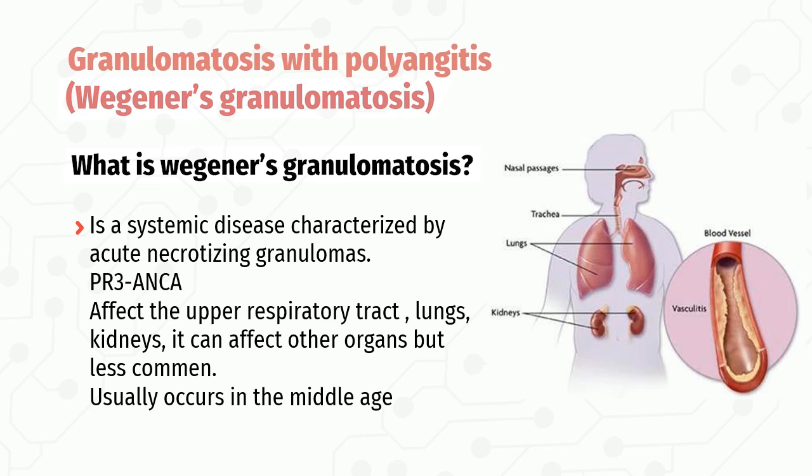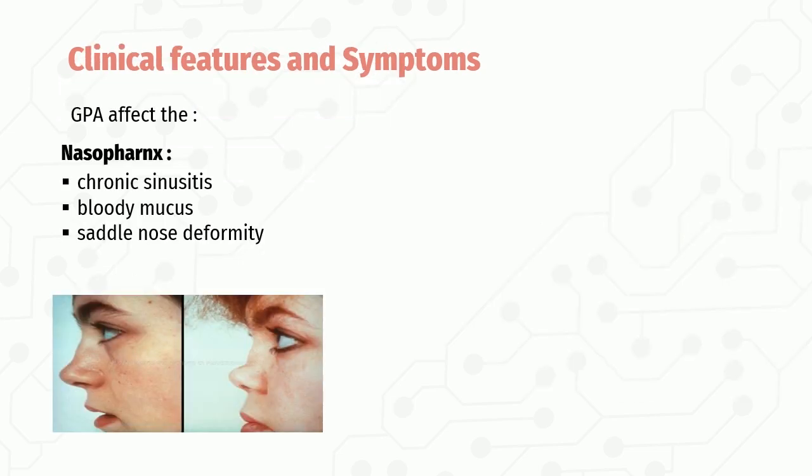Wegener's granulomatosis is a systemic disease characterized by acute necrotizing granuloma. It is associated with the proteinase 3 ANCA. It affects the upper respiratory tract, lungs, and kidneys, can affect other organs but less commonly, and usually occurs in middle age. Clinical features and symptoms.